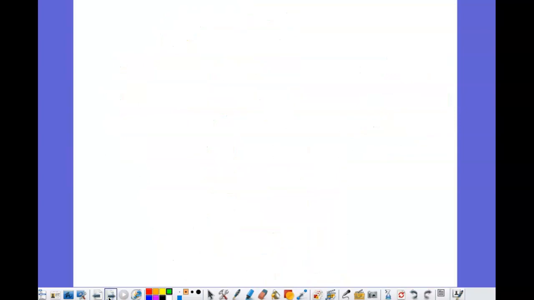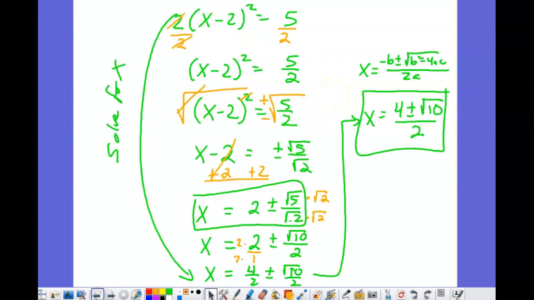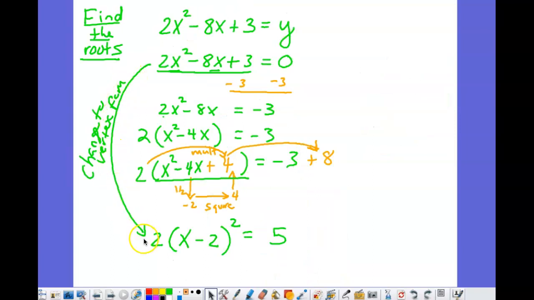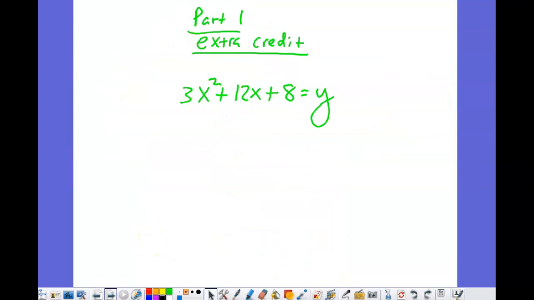But before we get to that, I'm going to give you guys your part 1 extra credit here. So here's your part 1 extra credit. I'm going to give you a problem now. And I want you guys to find the roots using the same method that I just did. So the first thing you'll do is change it to vertex form, and then you're going to solve for x. So that's your part 1 extra credit. That's worth 10 points. So go ahead and pause the video, do that, and then part 2 will be waiting for you when you're done.